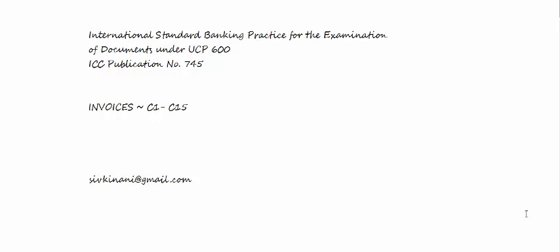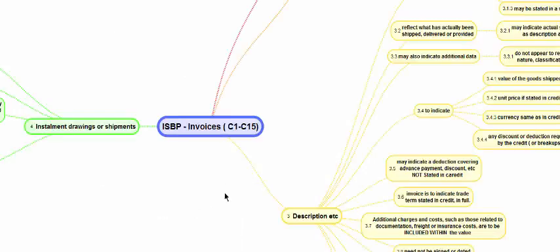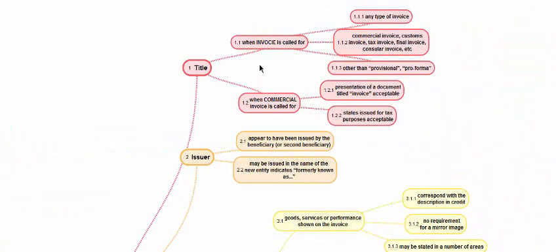We shall look at what ISBP, the International Standard Banking Practice, has to elaborate on invoices, paragraph C1 to paragraph C15. While looking at invoices, the title of the invoice.